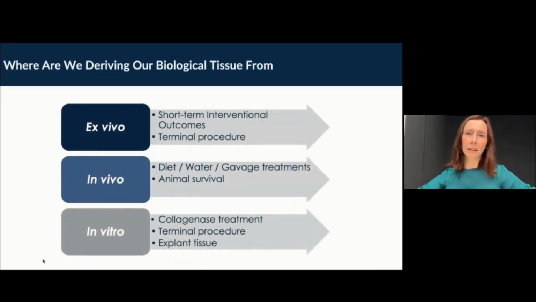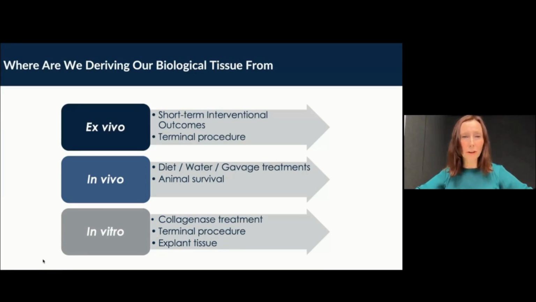So we need to consider, with these different samples and these different approaches, where we're deriving our biological tissue from, and what sort of considerations we need to make. So if we are performing an ex vivo experiment, then we're looking for short-term outcomes. This is really what is happening there and then. We're not getting a long-term functional recovery here. And it does require a terminal procedure to generate this tissue.